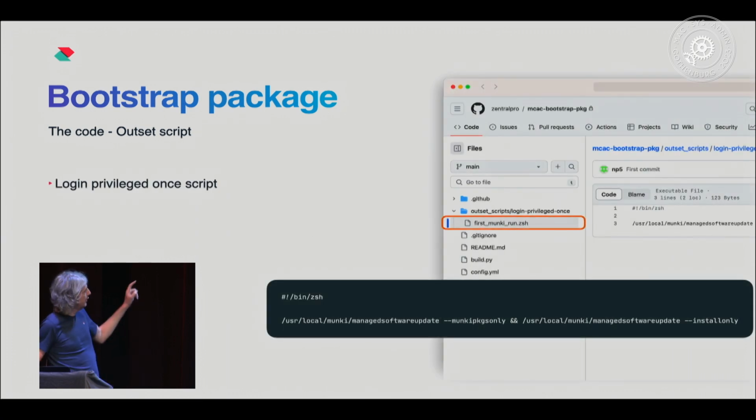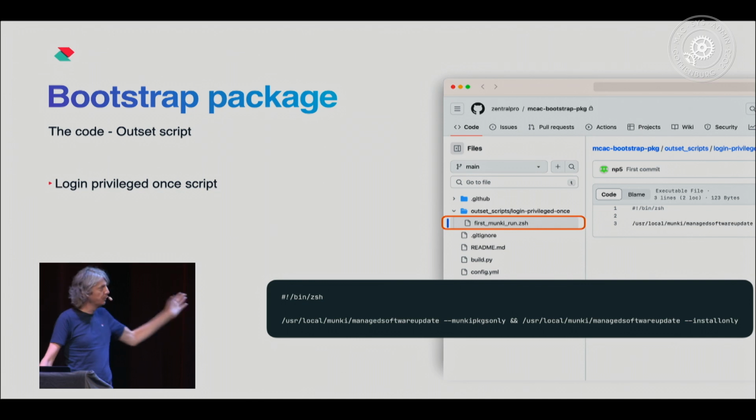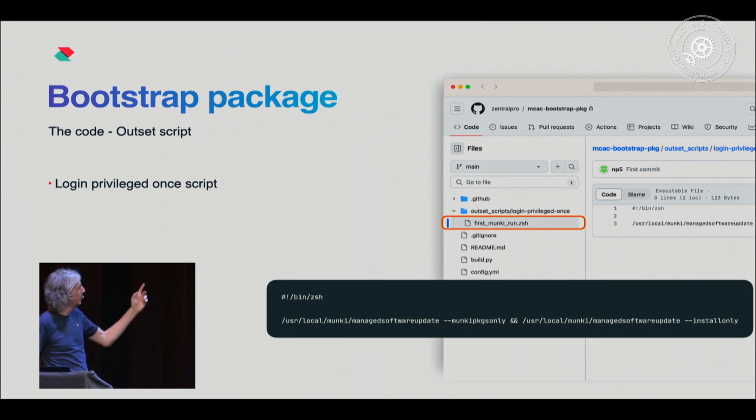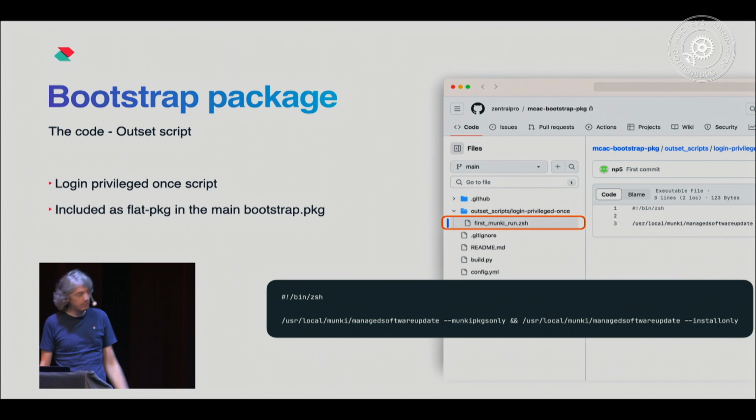Again, very simple. We have a subfolder in the project, and we put the script in the login privilege once folder. For those of you who know Outset, this one is going to be run only one time when the first user logs in, and the script is that simple. We just trigger the first one, and this is going to be included as a flat package in the distribution package.